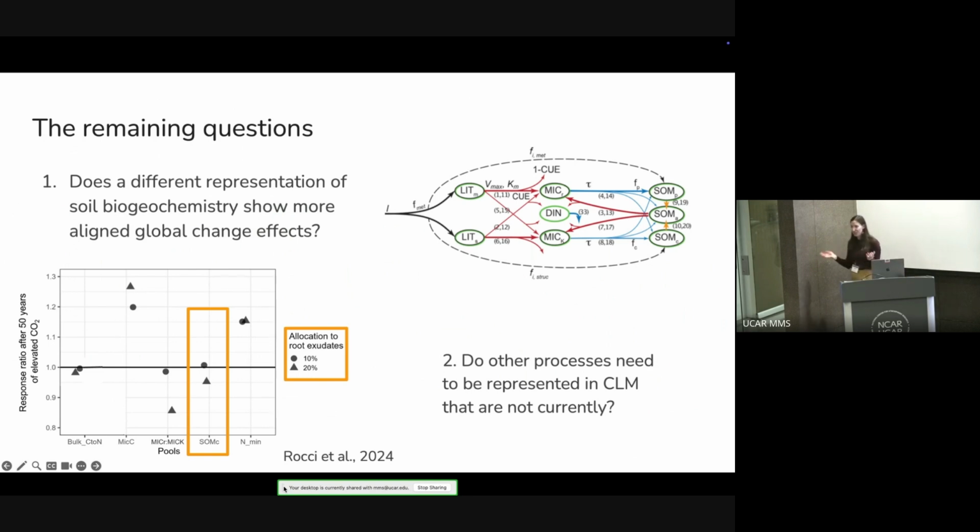And so this is just an example of something that might need to be represented in CLM to get these interactions right. And I should say this is also just one site, right? And so we don't know if these interactions are necessarily always synergistic. So I just want to say that.